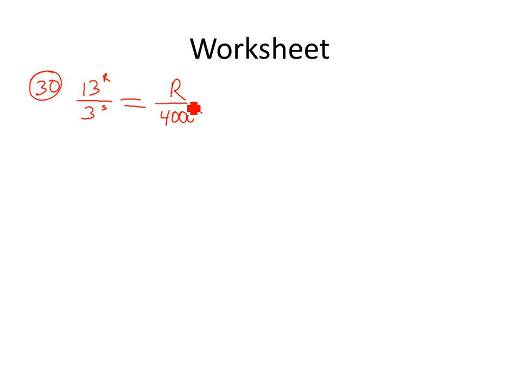Now what? Cross multiply. Anybody remember what the first term and the fourth term are called? Extremes. So we multiply the extremes. Somebody help me out. 52,000. On the other side we got 3R. Now what do you do? Divide by 3.